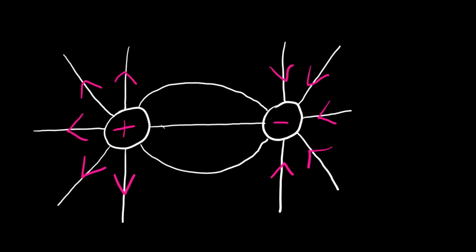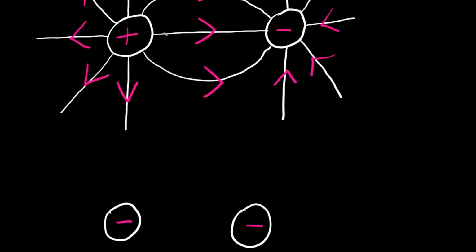Now what about the lines which connect the two spheres? It's simply from the positive to negative. For the positive, it's away. For the negative, it's towards. So the arrows will be like this. You can see that these electric field patterns are neat. You don't have to mess it up.